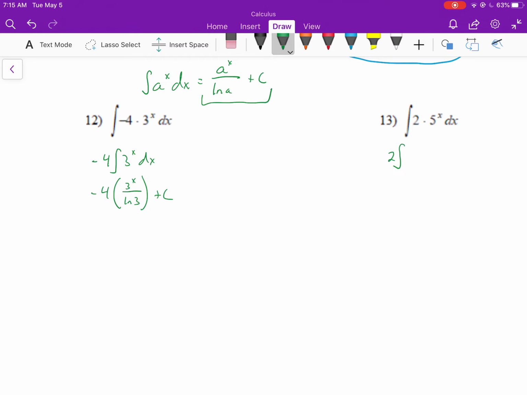And very similarly, we can bring the 2 out. So 2 times the integral of 5 to the x dx, which is going to be 2 times 5 to the x over the natural log of 5 plus c. I guess I should show that you can just write 2 times 5 to the x over the natural log of 5 plus c, but do not multiply 2 times 5, because obviously you do exponents first when working with the order of operations. So there.